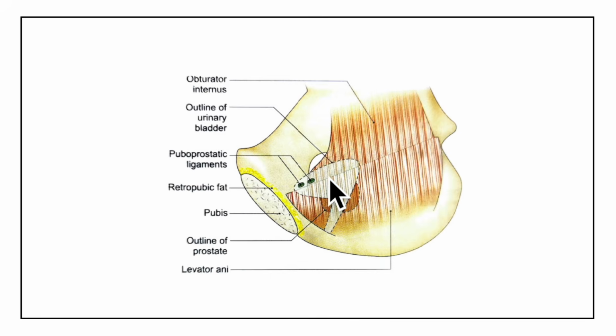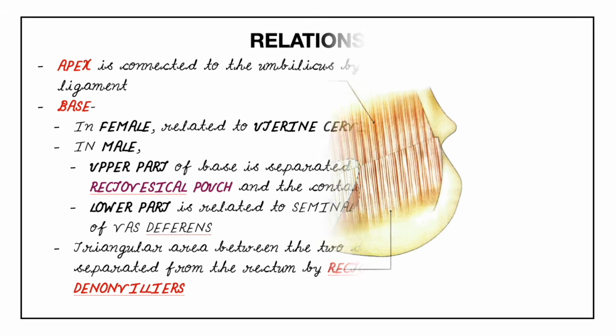In females, the relations of the infralateral surface of the urinary bladder are the same, except that the puboprostatic ligaments are replaced by pubovesical ligaments.